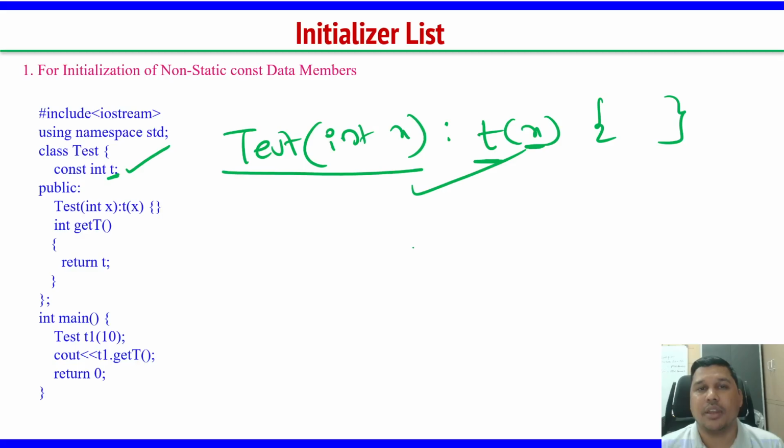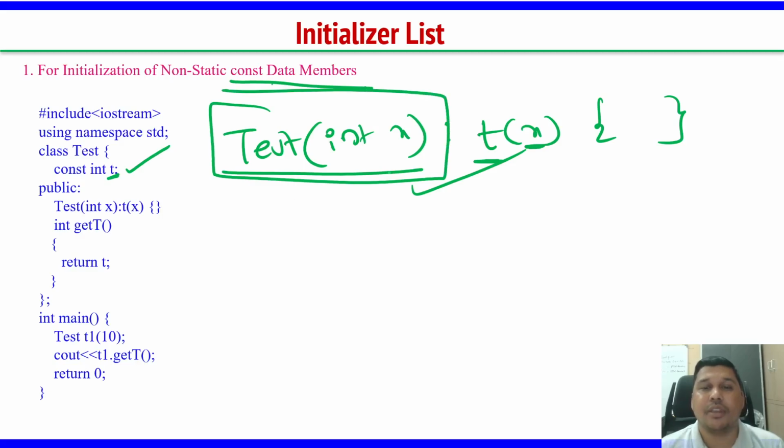That's it. So if there is a static data member, you have no other option, you have to define it outside the class only. But if there is a non-static constant data member, that can be initialized using the initializer list. This part is the parameterized constructor part only. I put a colon, then the actual private variable, in brackets the temporary variable, open curly bracket, close curly bracket. So this is an example of an initializer list.